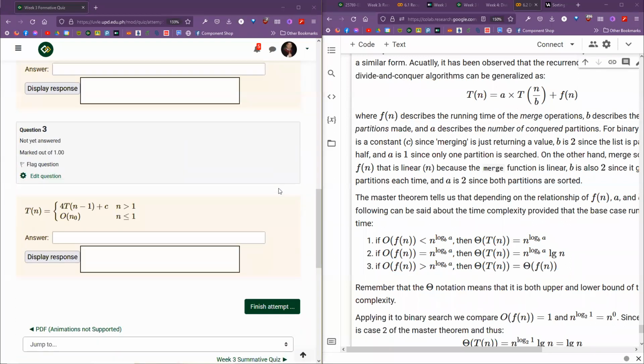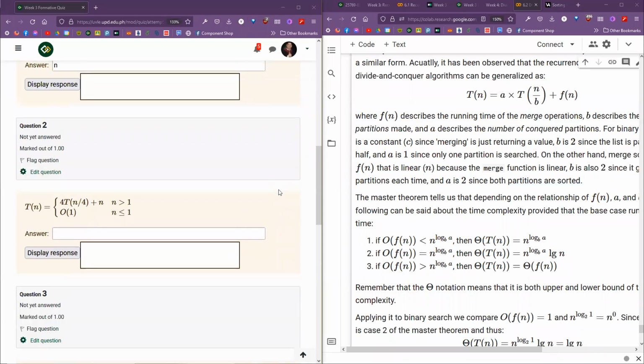And then for the next one, we have A is equal to 4, B is also equal to 4, and then f of n equals n. So yung log base 4 of 4 is equal to 1.